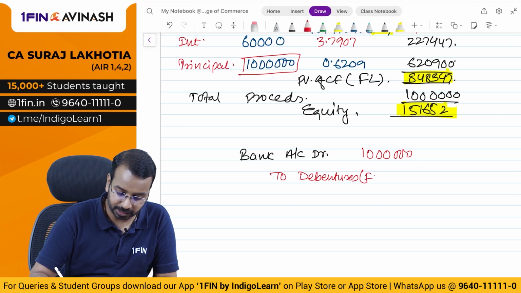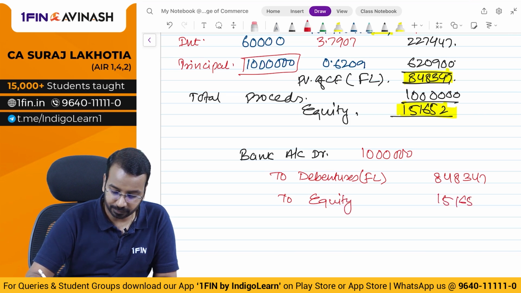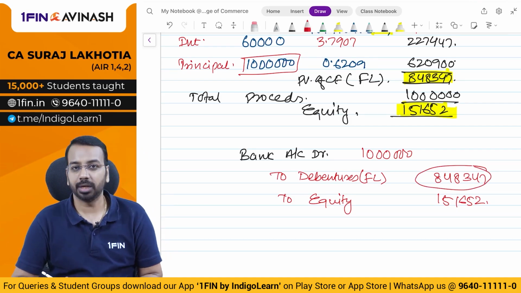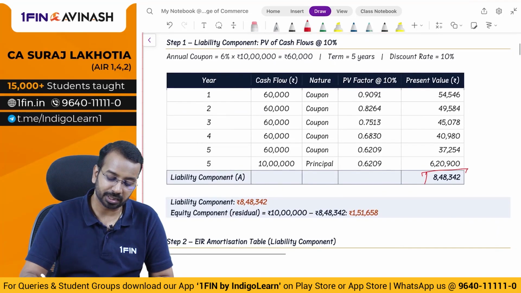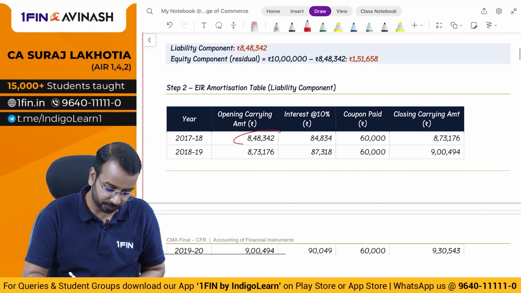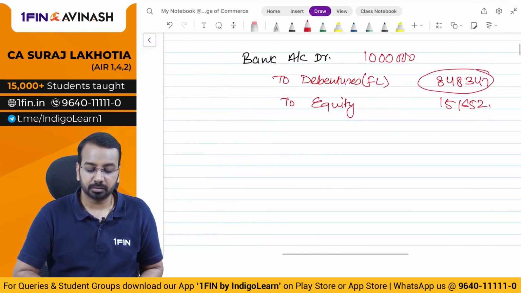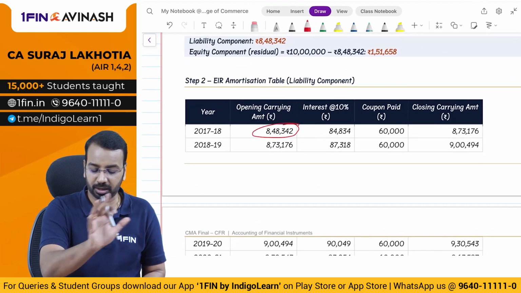Debentures, financial liability 848347. To equity 151652. The table will be prepared using 8,48,347 only. Okay. So, here we got 8,48,342, again 5 rupees difference because of rounding off. Table will be prepared using 848,347. In exam, when you use the discounting factors given in the question, there will not be a problem.